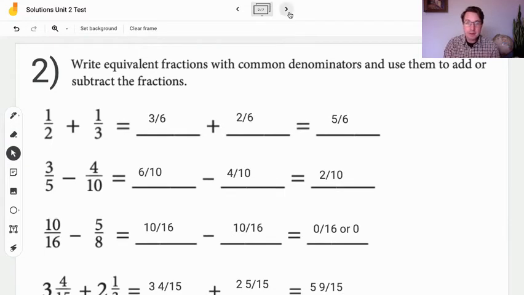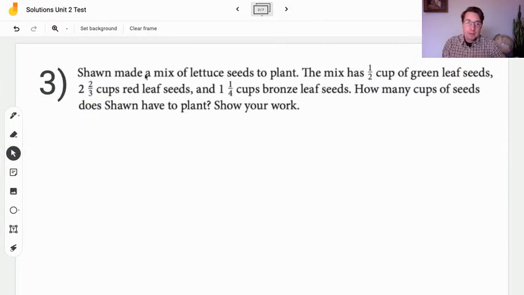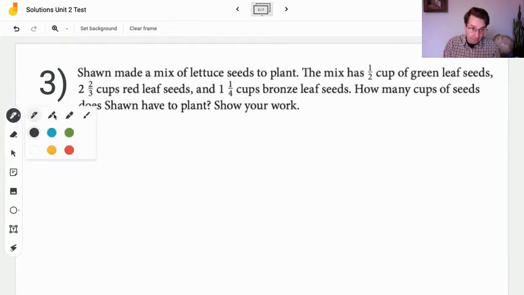Not so bad. All right, so Shawn made a mix of lettuce seeds to plant. The mix had, I'm going to go ahead and underline while we're working, 1/2 cup green leaf seeds, 2/3 cups red leaf seeds, and 2 2/3 is what I meant to say, and 1 1/4 cups bronze leaf seeds. How many cups does he have to plant? So this is kind of like saying have in all, right? So right off the bat, we know that we have 3 amounts, and the operation here is addition.